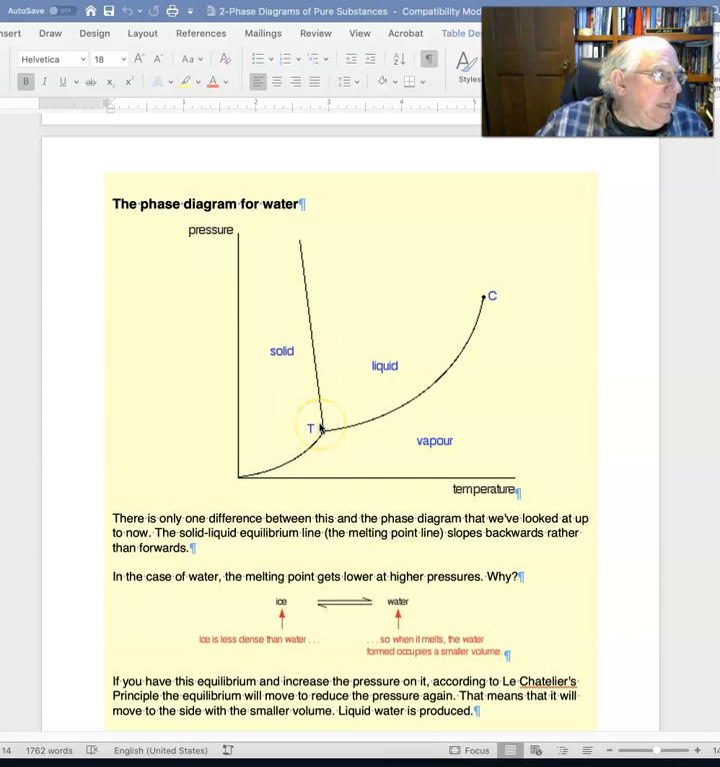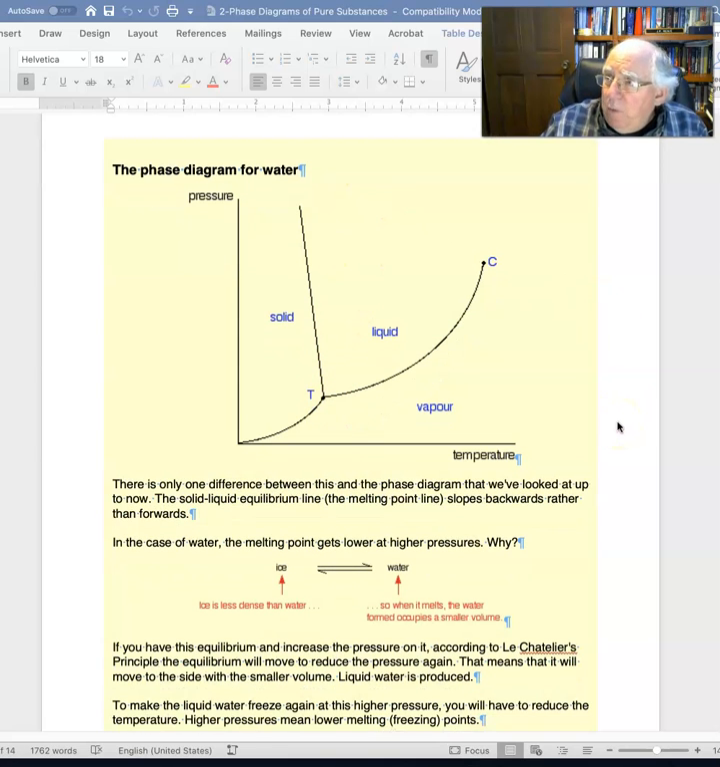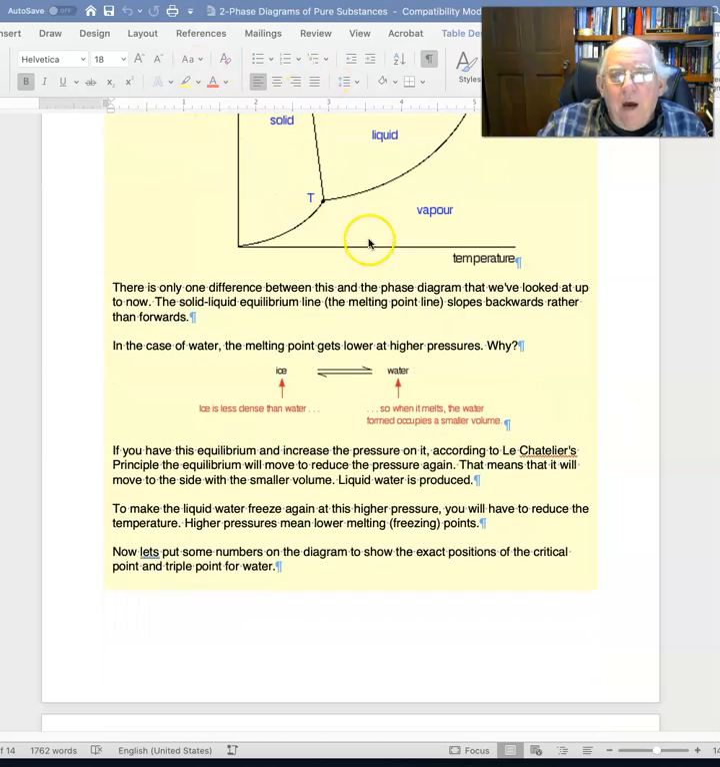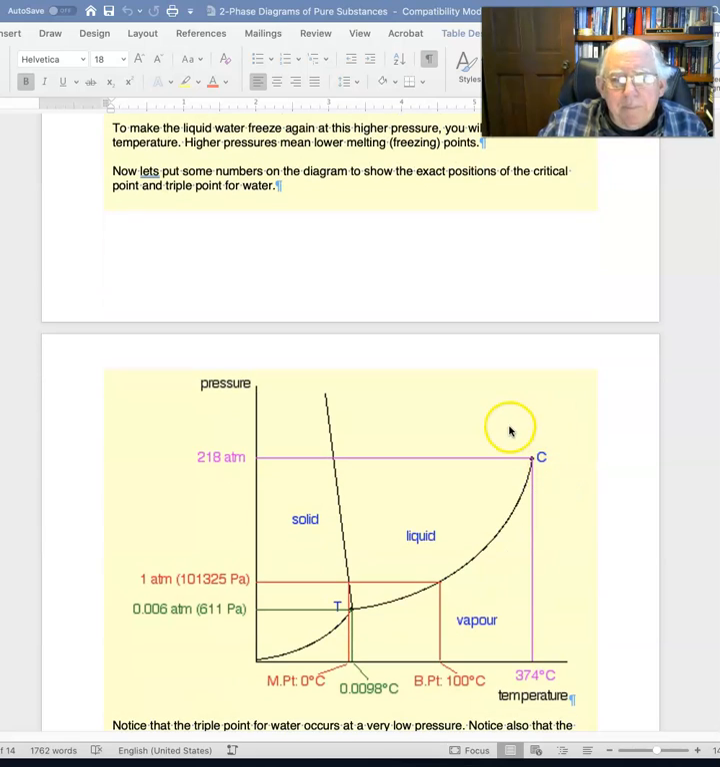Had it been any other liquid where the line goes in the other direction, as something went to the solid phase, it would actually get smaller. It would get more dense. But we're glad that we've got water that can do that, so that we have burst pipes during the wintertime.